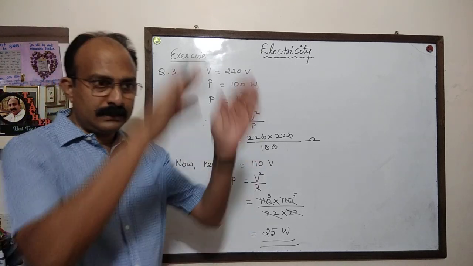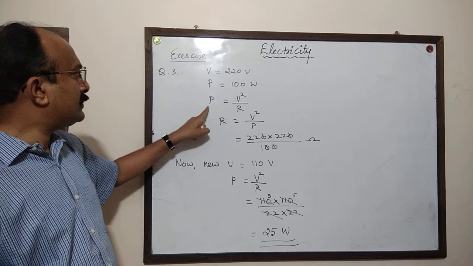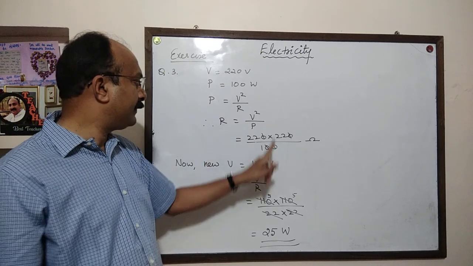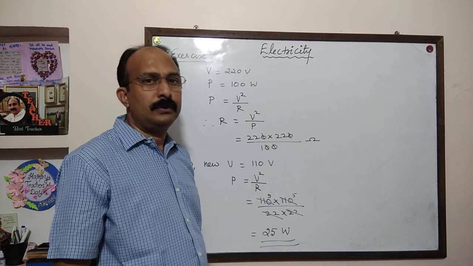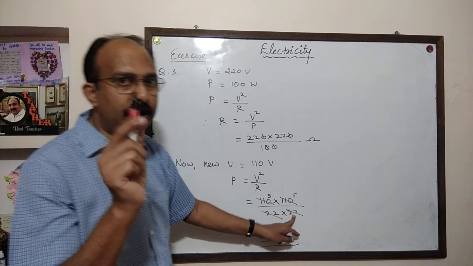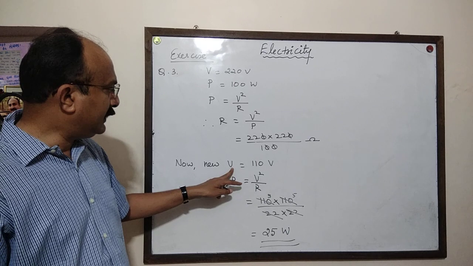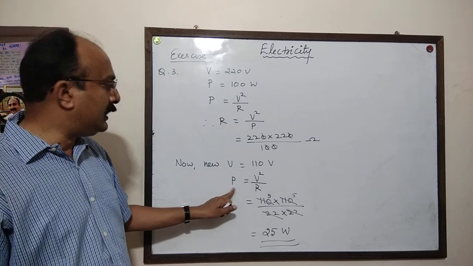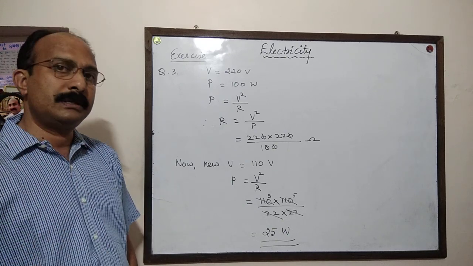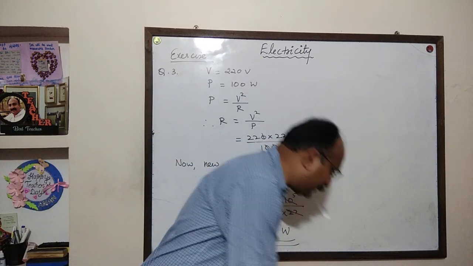So it is not like the mathematical half. V and P are given. Using this relation we found R of the bulb, the resistance of the bulb. So we got 22 into 22. I am not doing the multiplication because it is easy for us to cancel here. Then V is changed. So with the new V, we again calculate P is equal to V square upon R, and the answer is 25 watt. Got it? Yes. Next question.